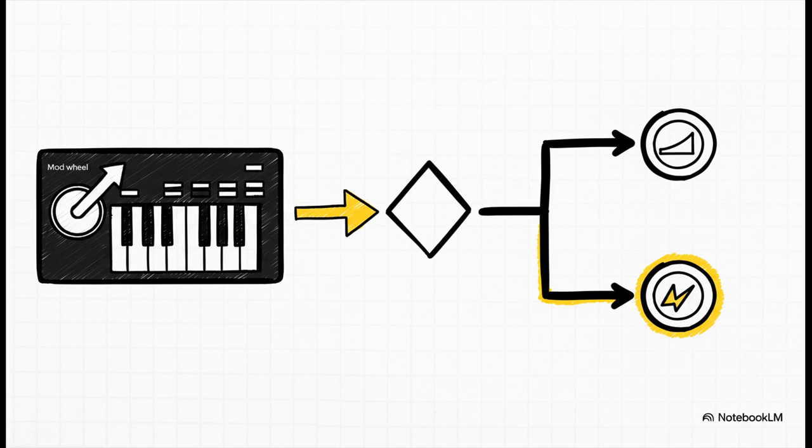You can write code that says, if the mod wheel is over a certain value, go to a completely different part of the code that uses a different filter. Your instrument is no longer static, it's dynamic and responsive.